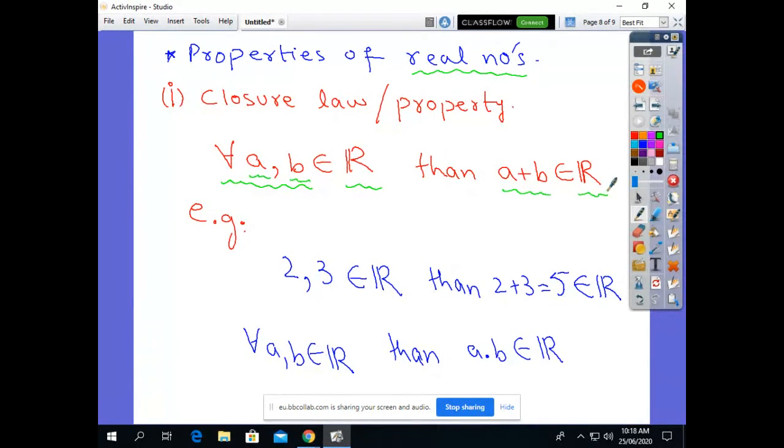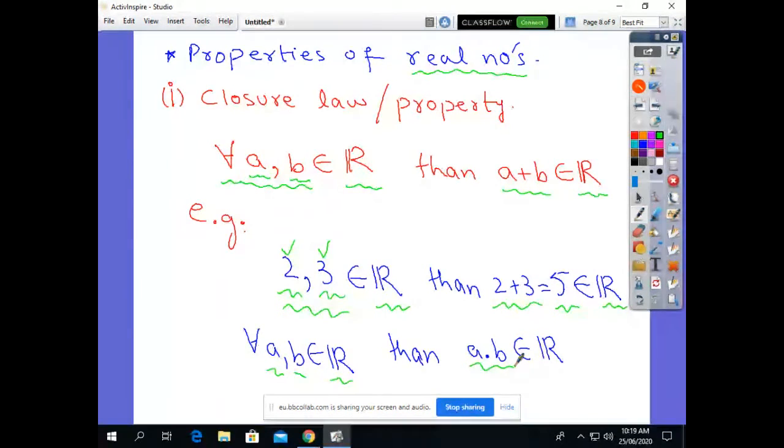Here we take only two numbers. The first number is 2 and the second is 3. Both these numbers are real numbers. Now we see whether the sum of these numbers belongs to real numbers or not. We add 2 plus 3, the first and second number added together. It becomes 5, and 5 is also a real number, which means 5 belongs to the set of real numbers. Similarly, for all A, B belongs to real numbers, if we take two numbers, their product also belongs to real numbers.